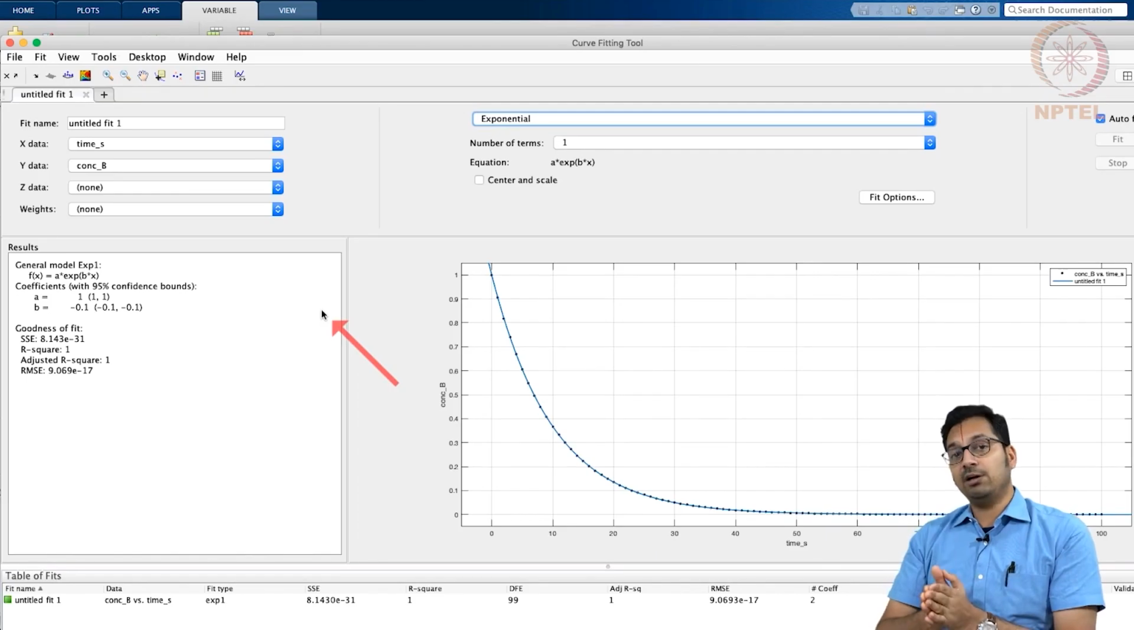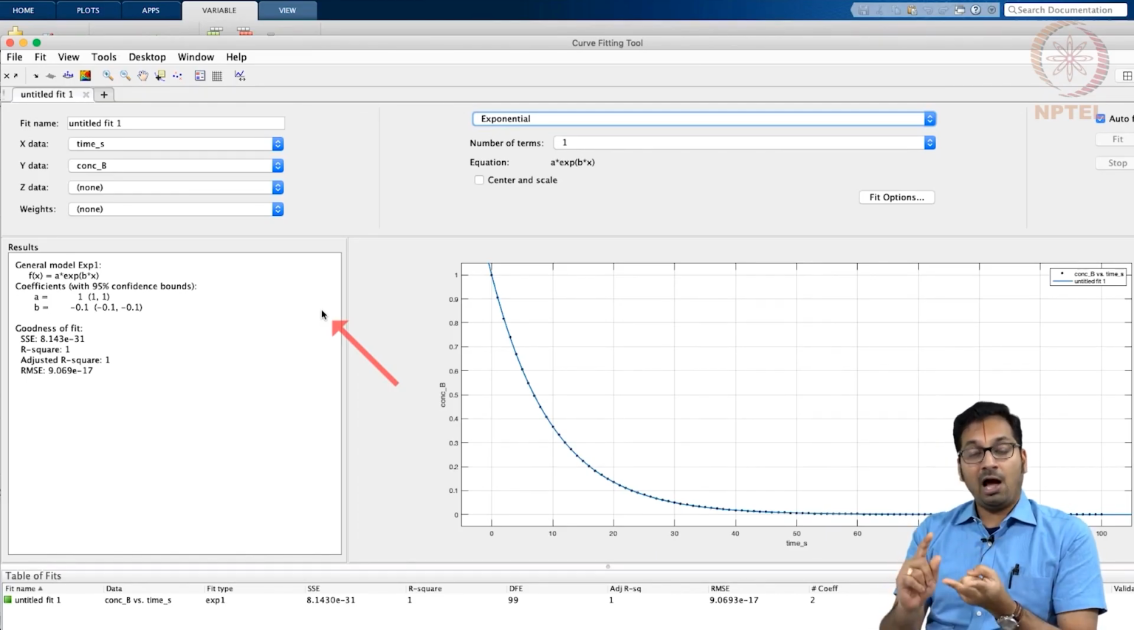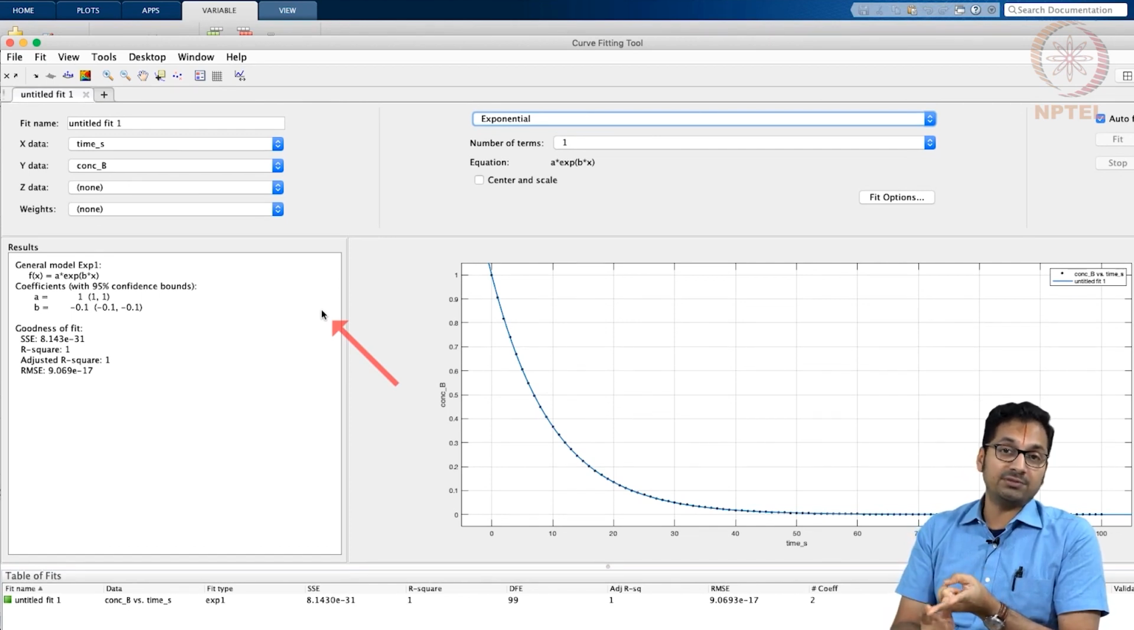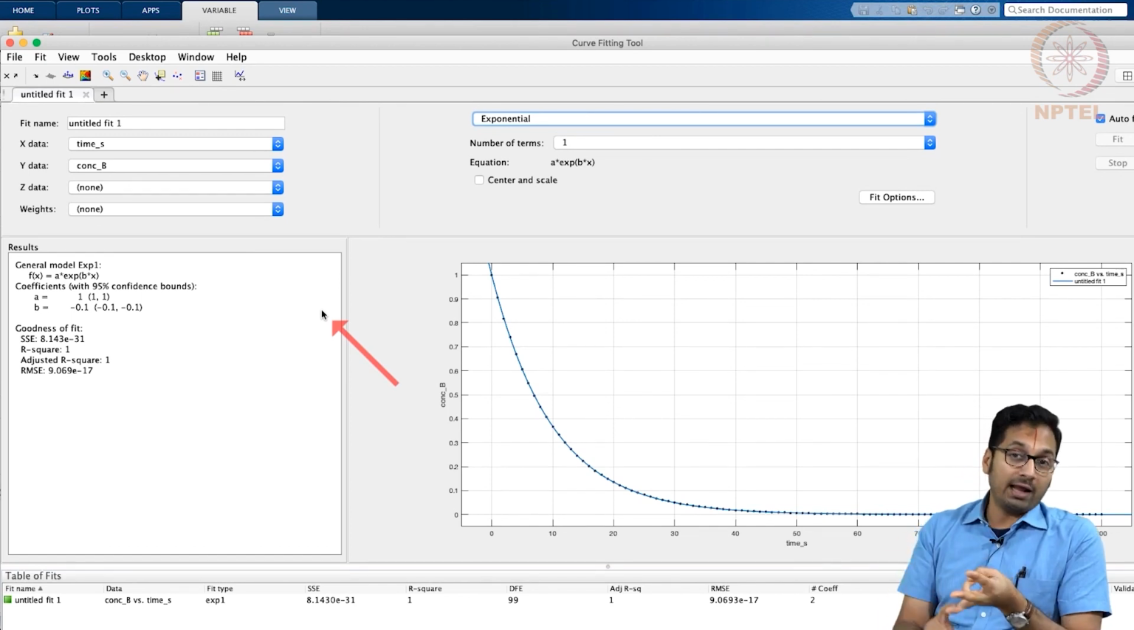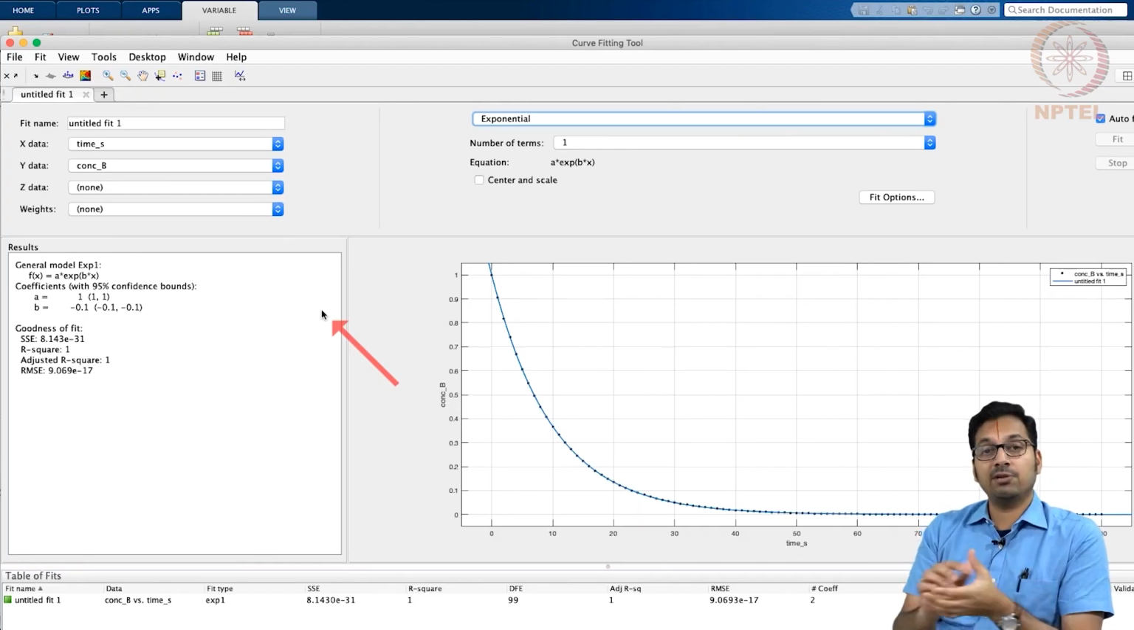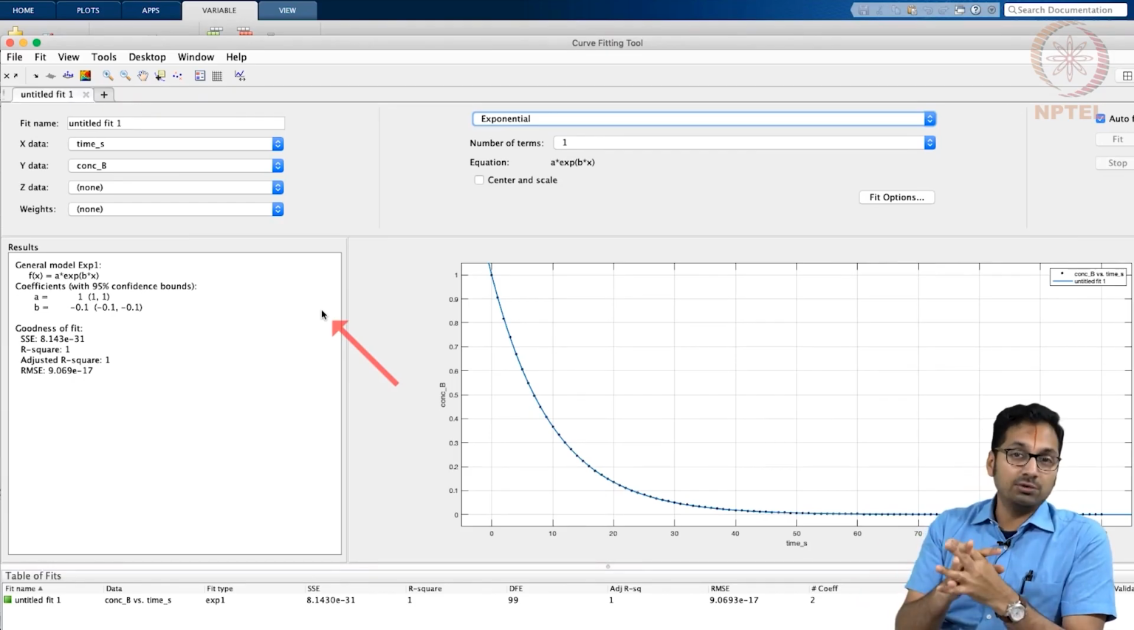I hope this week of lecture has helped you understand how to save data in a spreadsheet, how to analyze very simple linear fits within the spreadsheet program, and how to analyze some nonlinear fits in terms of the kinetics of reaction using the spreadsheet program for 0, first and second order, and also using MATLAB.